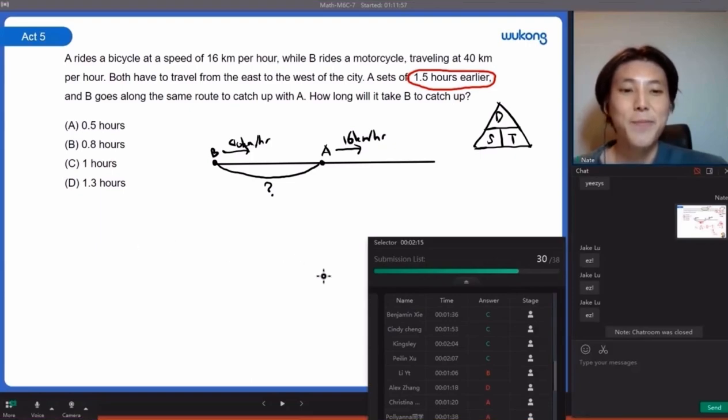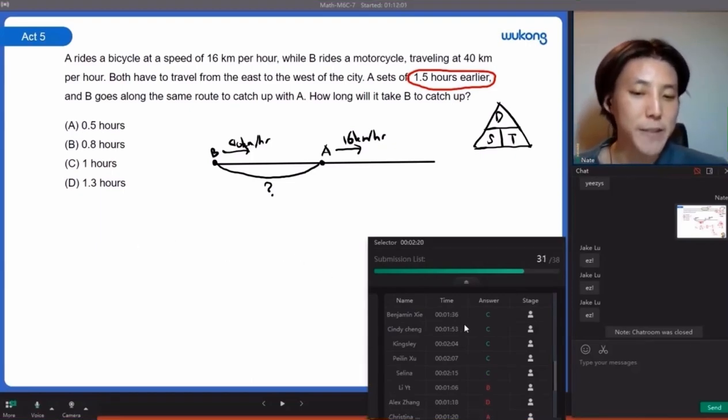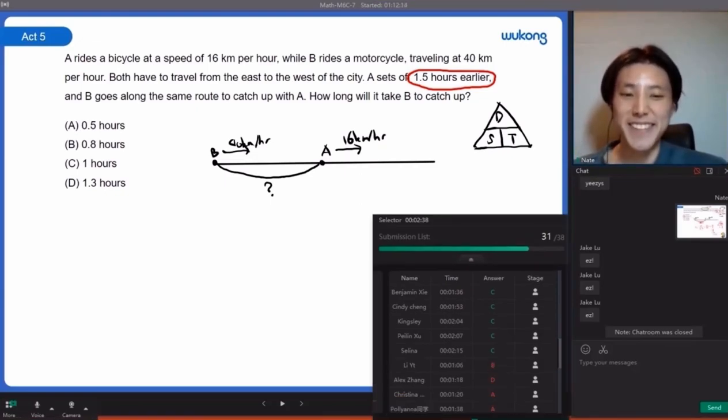Now, I want to let some other students try this question. Anyone like to try this question? Anyone like to answer this one for me, other than Lucas, Mia, and Victor? Anyone else? Emma. Okay, very good, Emma. I'll let Emma have a go.